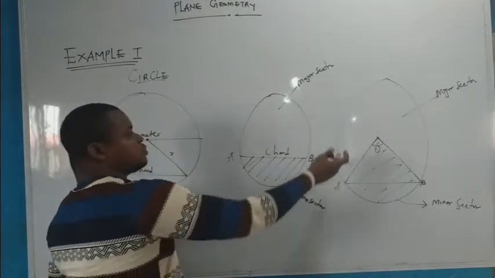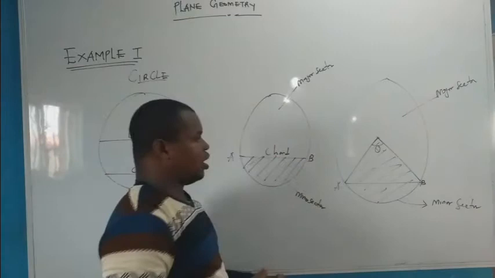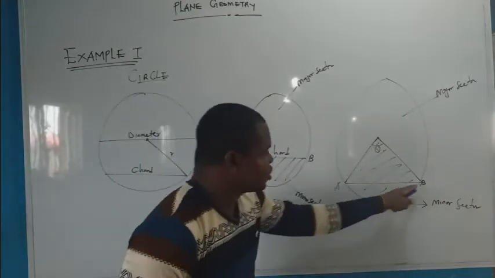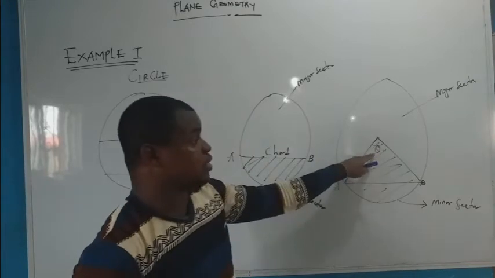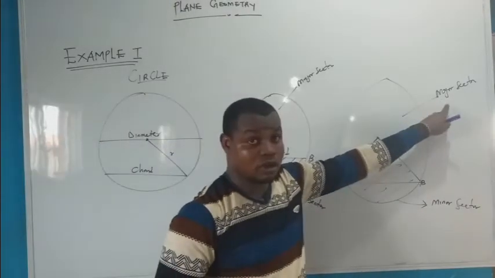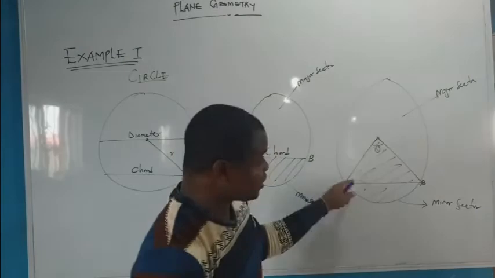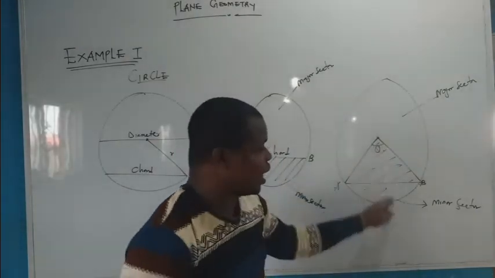Then this part we have here is a sector. This is how to represent a sector, how to create a sector. This is a sector, and see the angle subtended at the center. Here it's called the major sector. This is the bigger part. Major sector. And here it's called what?